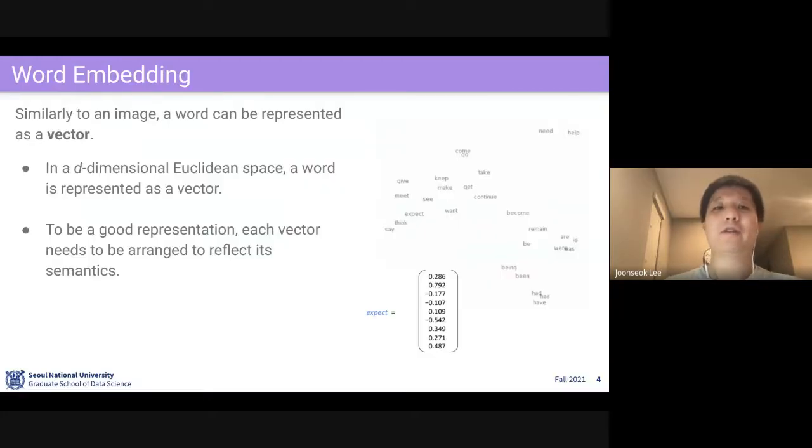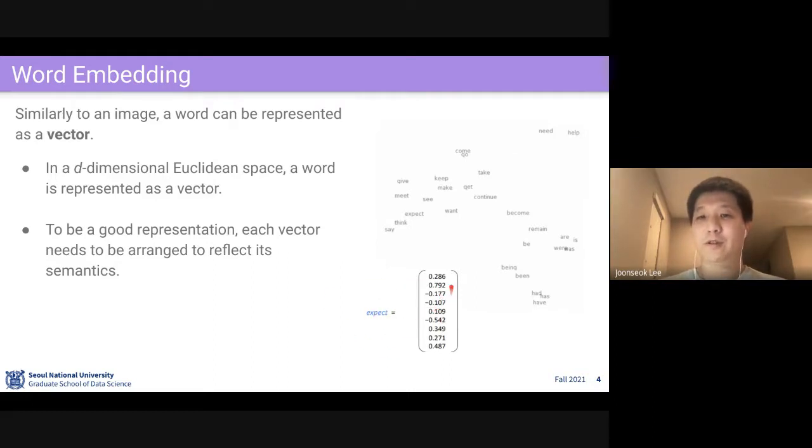Word embedding is basically embedding a word in a vector. So far, we have embedded images in vectors, and we use those vectors to classify, segment, or do all the computer vision tasks. We have used vectors from the image or the video. In natural language, it's the same. A word, sentence, or even paragraph can be represented as a vector, preserving its semantics as much as possible. In a d-dimensional Euclidean space, a word is represented as a vector, and our goal is that each vector preserves its semantics as much as possible.